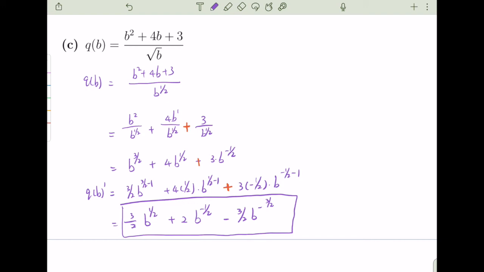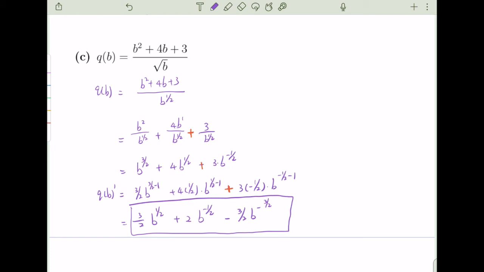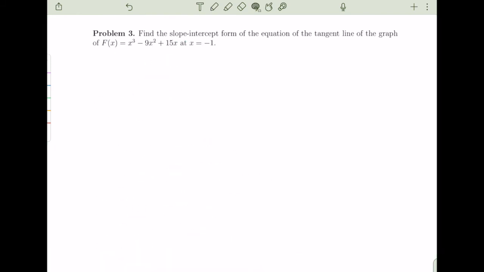Okay, so that is our question C. Now let's take a look at problem 3. Find the slope-intercept form of the equation of the tangent line of the graph f of x equal to x cubed minus 9x squared plus 15x at x equal to negative 1. We know what the slope-intercept form is. We need to find the slope and find the point to plug into the point-slope form. And later on, we convert the equation into the slope-intercept form.